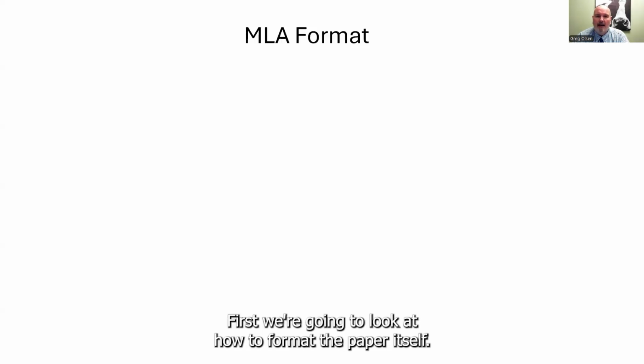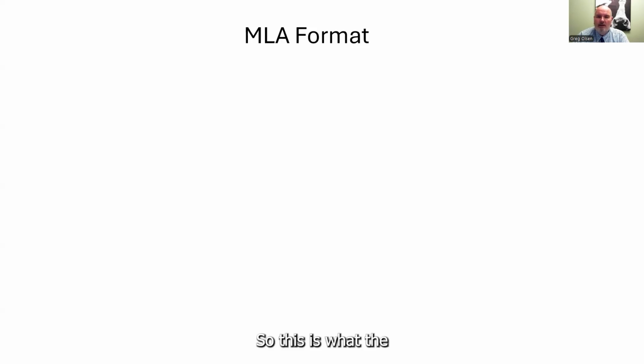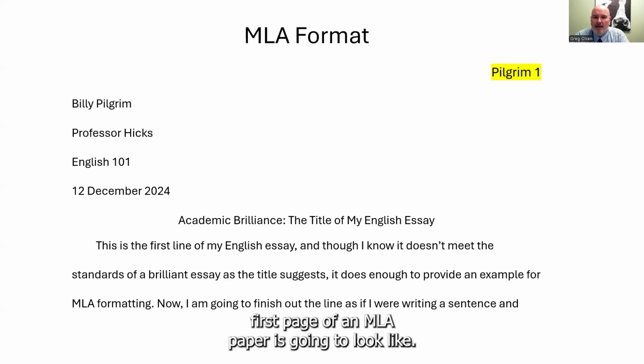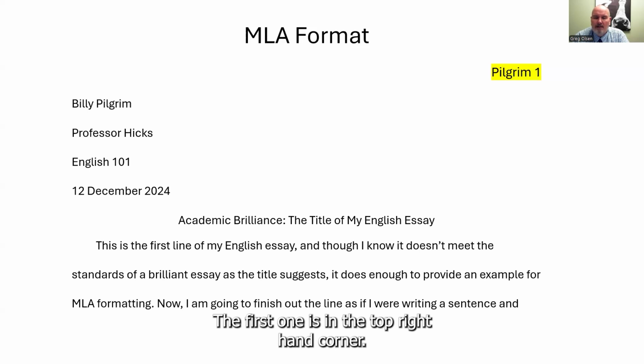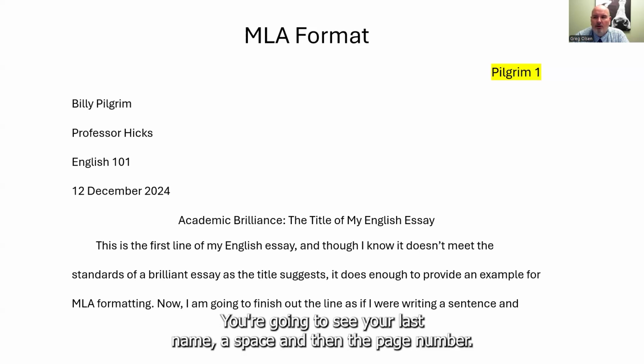First, we're going to look at how to format the paper itself. So this is what the first page of an MLA paper is going to look like. We're going to go through certain aspects of this page. The first one is in the top right-hand corner. You're going to see your last name, a space, and then the page number.